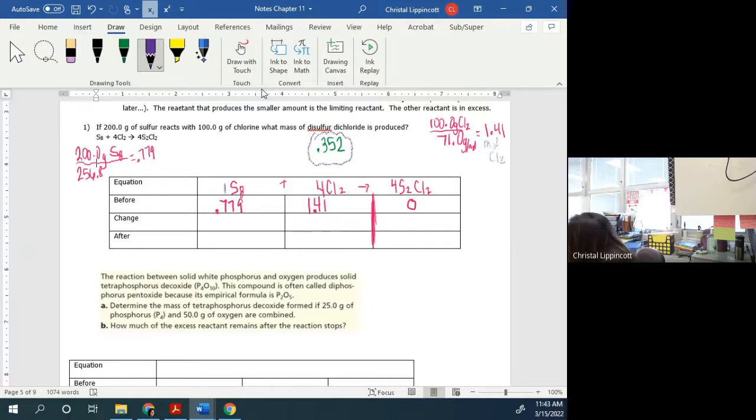Then you proceed the way you've been doing for the past few days. Okay? Take that cloud, go down through the coefficients, multiply through the coefficients. So this guy, I'm going to subtract, I'm going to add, multiply through my coefficient. This is going to be 0.352. This is going to be 1.41, and this will be 1.41.